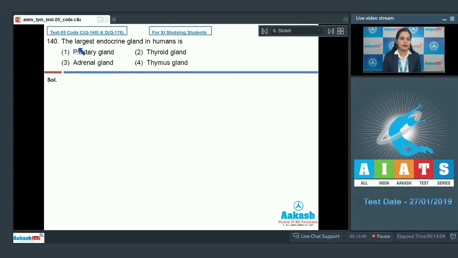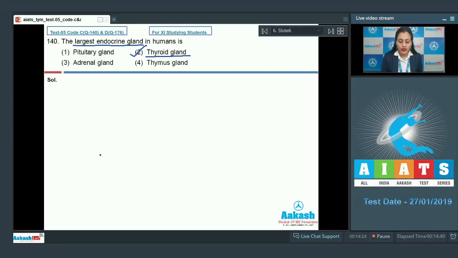Question number 140. The largest endocrine gland in humans is, and the options are pituitary gland, thyroid gland, adrenal gland and thymus gland. And the correct answer to this question is option number 2, that is thyroid gland. Thyroid gland is the largest endocrine gland in humans.